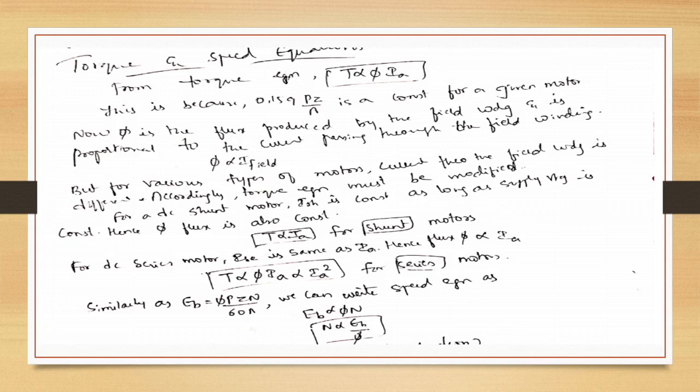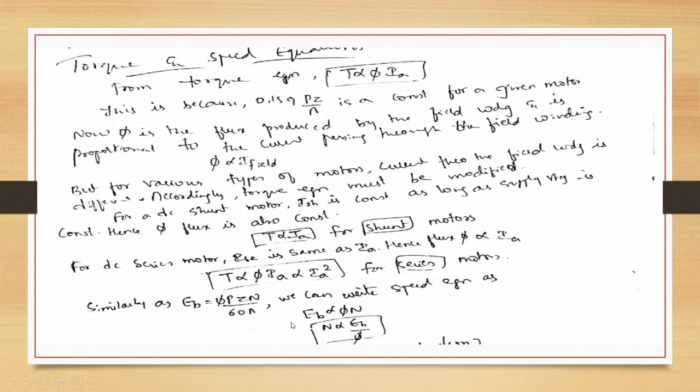For a DC shunt motor, ISH is constant as long as the supply voltage is constant, so flux is also constant. So for shunt motors, torque is proportional to Ia, and for series motors, torque is proportional to phi into Ia, or we can say that phi is proportional to Ia, so torque is proportional to Ia square. So remember these two equations. Torque is proportional to Ia for shunt motors, torque is proportional to Ia square for series motors.